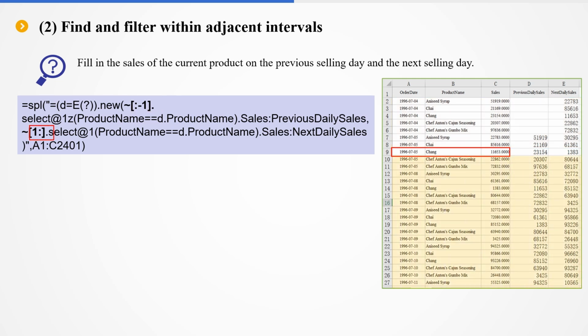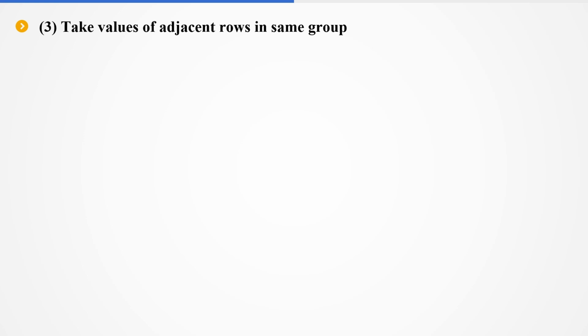For each row of data, take rows from the beginning to the previous row as the search range, search this range from back to front and find the first product with the same name, which is its sales data on the previous selling day. Select Z means searching from back to front, and @1 means returning the first member that meets the condition. Similarly, take rows from the next row to the end as the search range, search this range from front to end and find the first product with the same name, which is its sales data on the next selling day. Although the formula to this problem is a bit long, it is easy to understand once you understand the idea.